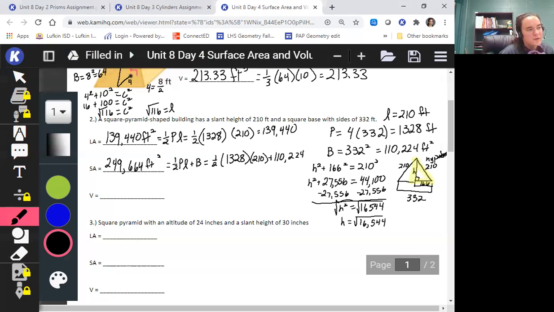And then our formula for volume is 1/3 times the area of our base times our height. So 1/3, the area of our base was 110,224 times our height, which is the square root of 16,540.44, sorry, not 40.